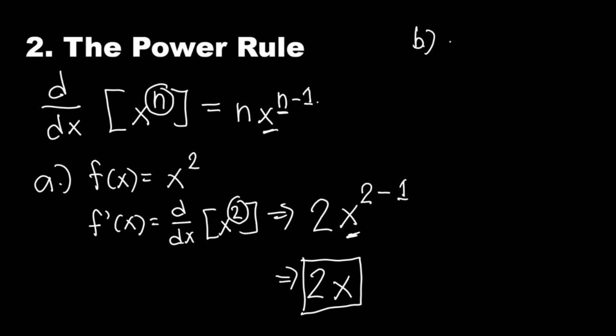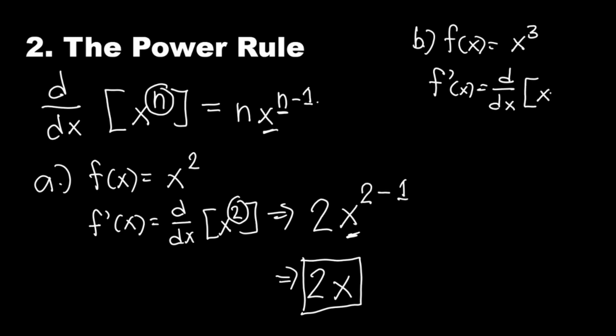B, we have f of x is equals to x cubed. So madali lang to. Again, we have f prime of x is equals to d over dx of x cubed. So again, bababa lang natin yung exponent ng 3 sa tabi ng x. Then copy mo yung x raised to 3 minus 1. So final answer will be 3x, 3 minus 1 is 2, so we have 3x squared.